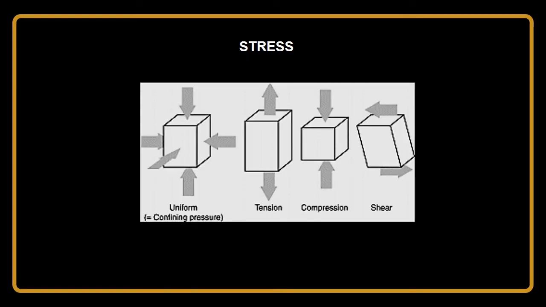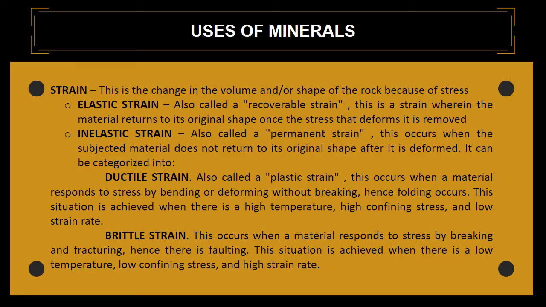So ito yung pictures ng stress. Uniform, confining pressure, so equal. So sa tension, opposite. Sa compression, push. Sa shear is slide. So ibig sabihin, ito yung keywords. Uniform, equal, tension, pull, compression, push, shear, slide. So, ganun. So, now, we have uses.